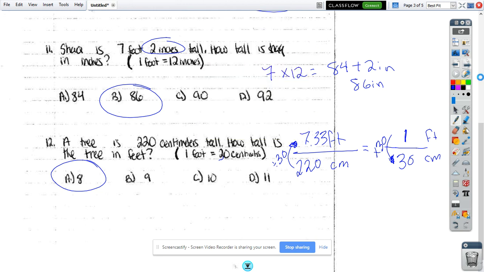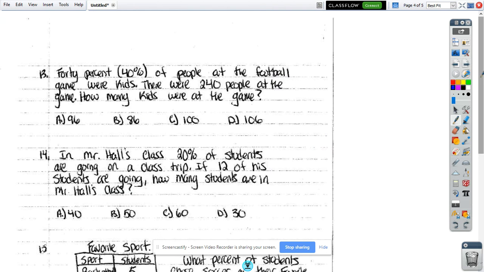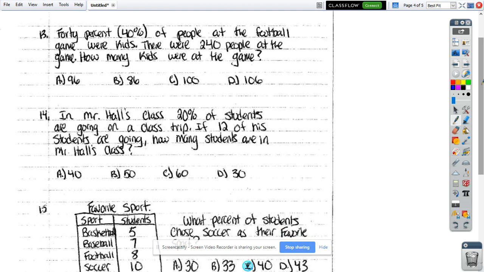Next problem. 40% of people at the football game were kids. There were 240 people at the game. How many kids were at the game? So first off, it tells me percent. So I know directly, I'll set up my ratio as a percent problem. That means I have 100%. And remember, I don't have to put the percent sign. It just helps me to remember those percent. It says 40% of the people at the football game were kids. 240 people total at the game. How many kids were at the game?